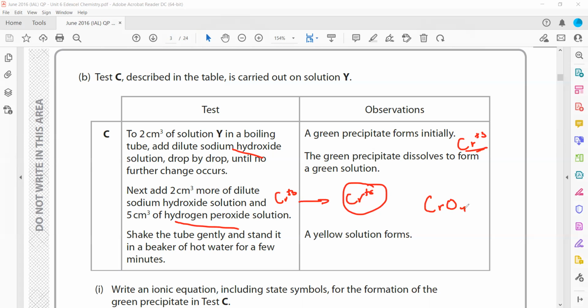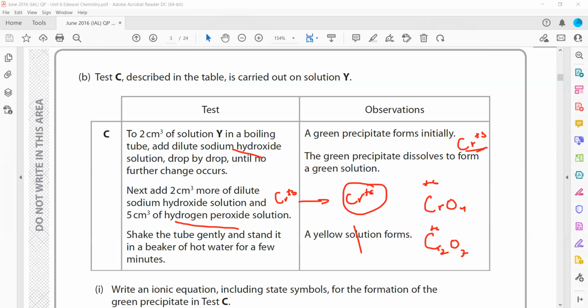One is CrO4 (chromate) and another one is dichromate, Cr2O7. In both compounds, the chromium is plus 6. But which one exists depends on the nature of the solution. So we add sodium hydroxide. The purpose of the sodium hydroxide is that in alkaline or acidic condition, we will have different types of chromate.